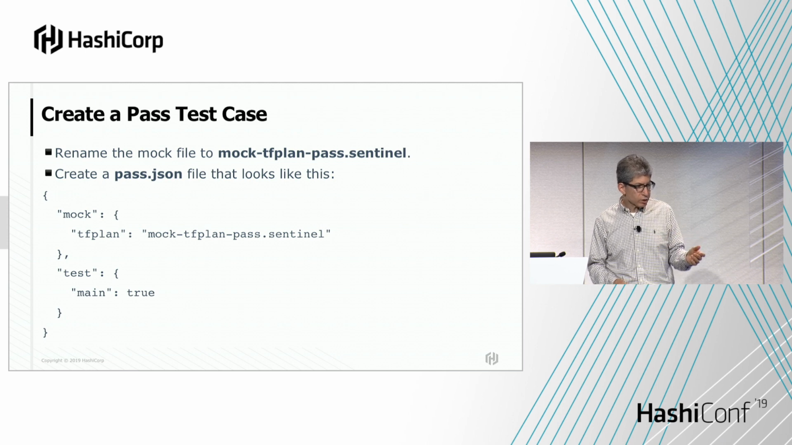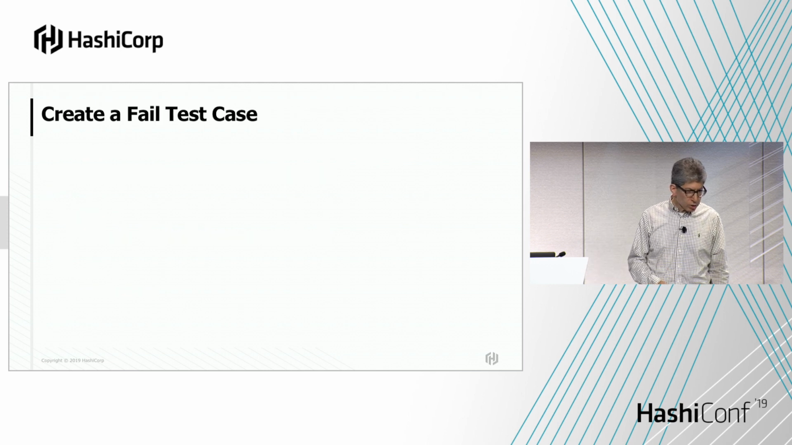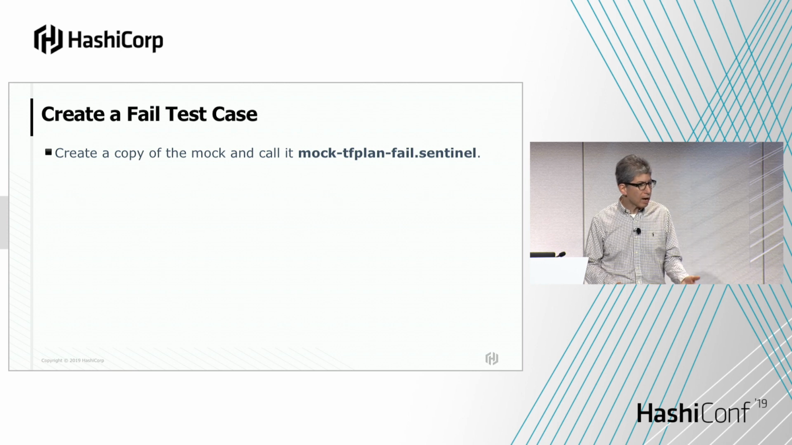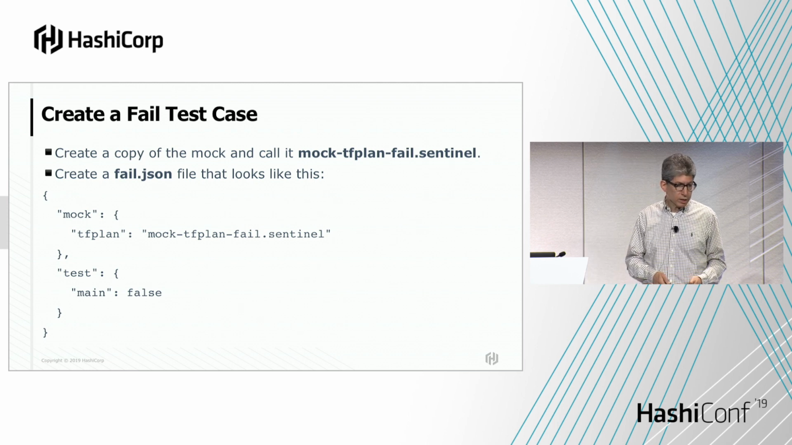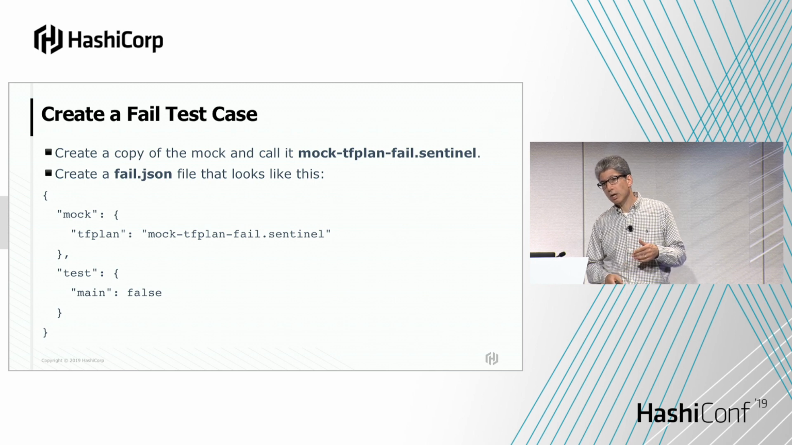Then we have a second condition in the test case which says the main rule, remember Sentinel policies have rules, and they always have a main rule. So we're saying the main rule has to return true for this test case to pass. Then we do the same thing with a fail test case. We make a copy of the mock file called mock TF plan fail.sentinel, and we have a similar fail.json test case. The main difference here is that it's pointing at the copied mock file, and then we're saying that the main rule should give false. Okay? This can be a little bit confusing because ultimately with the Sentinel simulator, you want all your test cases to pass.